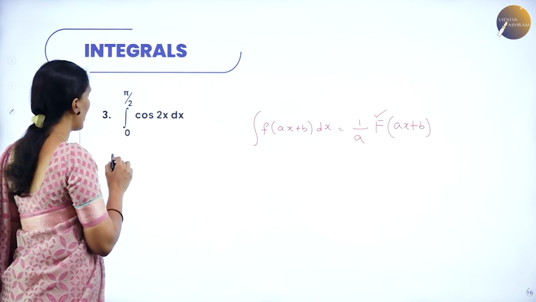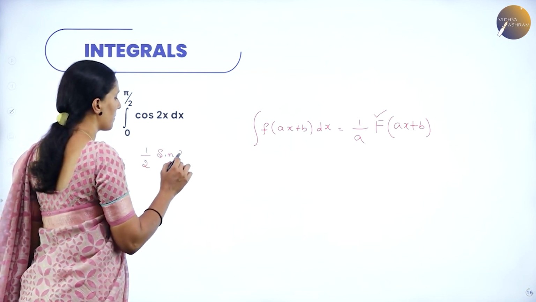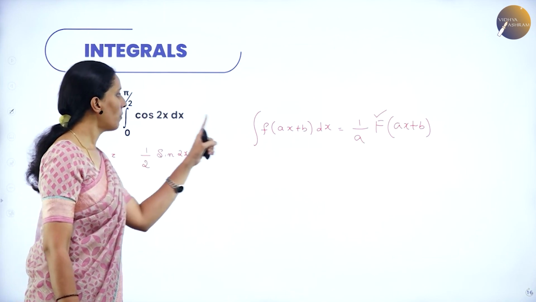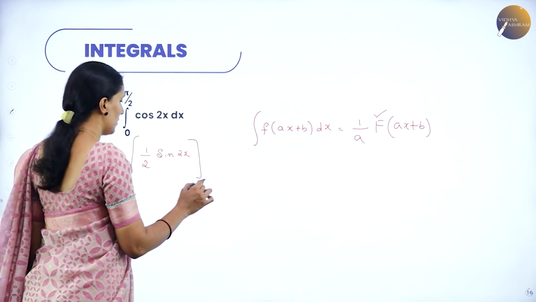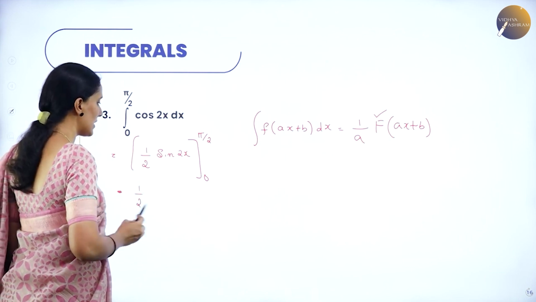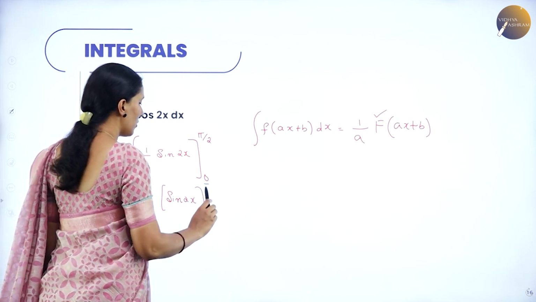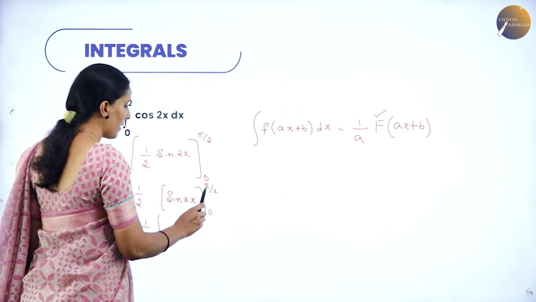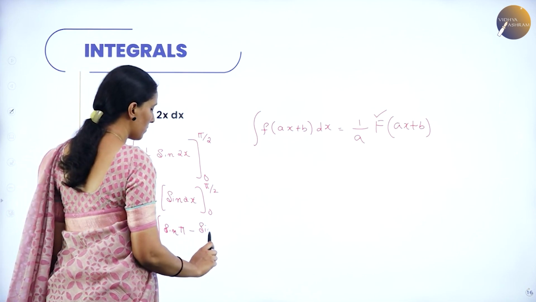So therefore here I can write this as 1 by 2 times sin 2x, because the antiderivative of cos is sin, and since this is in the form of ax plus b, I have to write 1 by a here. So now let me apply the limits from 0 to pi by 2. Let me take half outside because it's a constant. Now let me apply the limits for sin 2x, 0 to pi by 2. So half. When you take pi by 2 here, the 2 gets cancelled. This becomes sin pi minus sin 0.